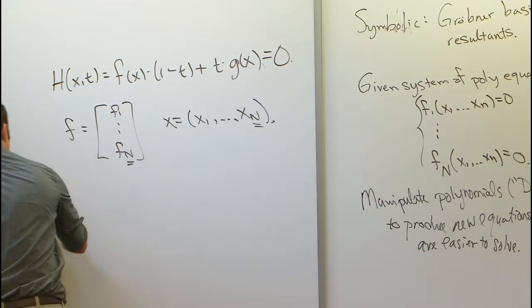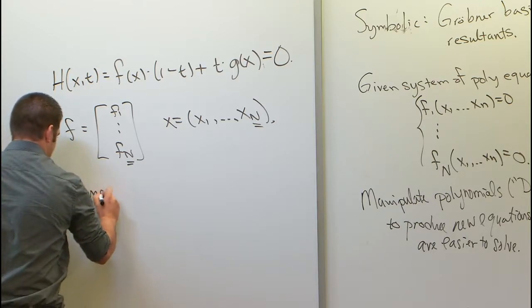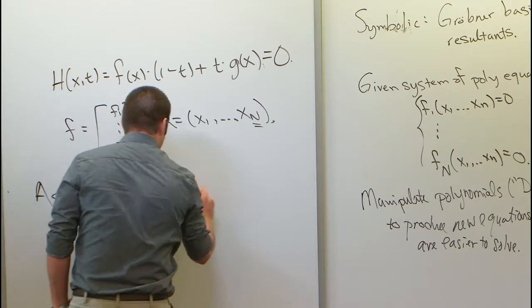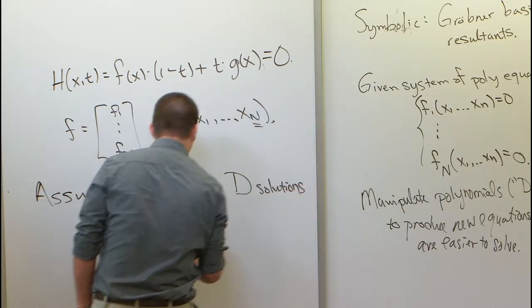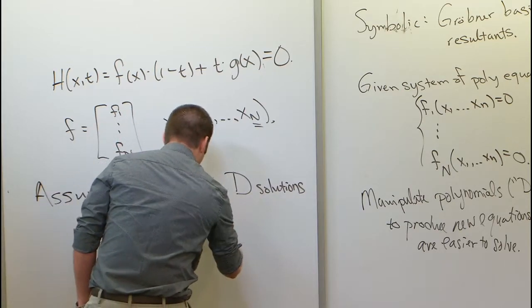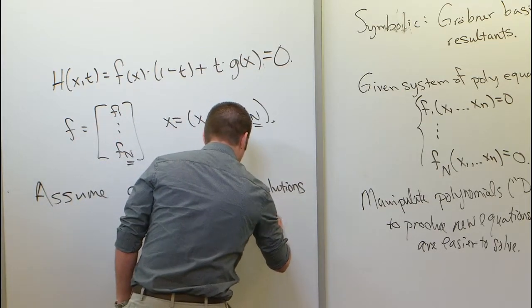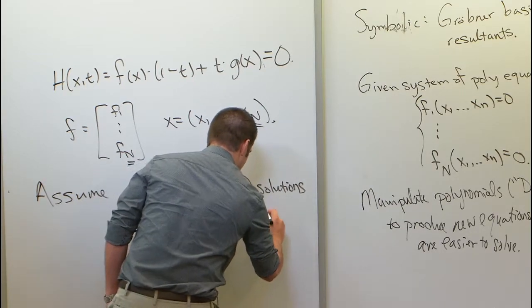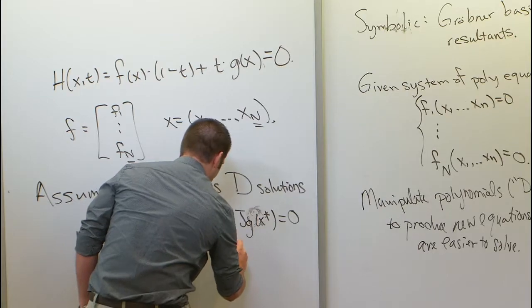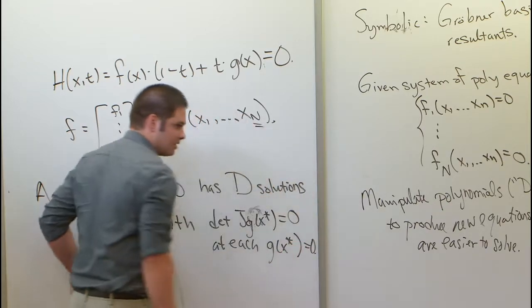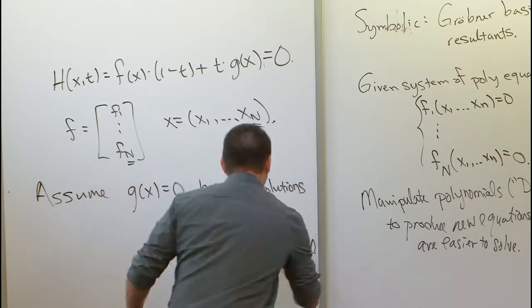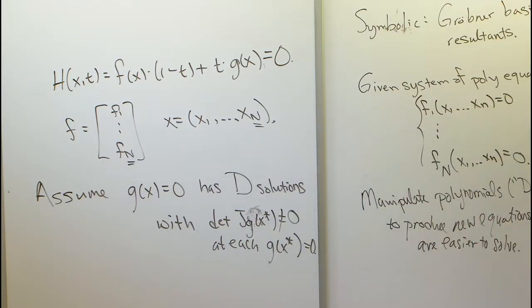And now let's assume that g of x equal to 0 has d solutions with the determinant of the Jacobian of g not 0 at each x star such that g of x star is 0. So not 0. I said not 0 and didn't write it. Very good, thank you. So these are called the non-singular solutions. So assume that all of the solutions are non-singular.